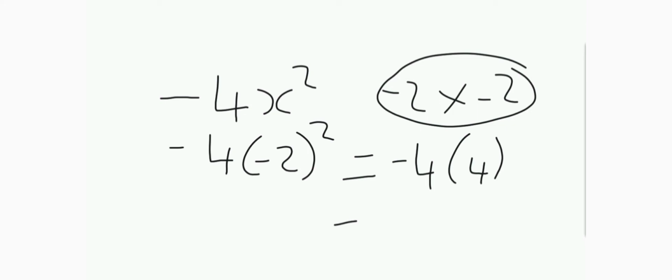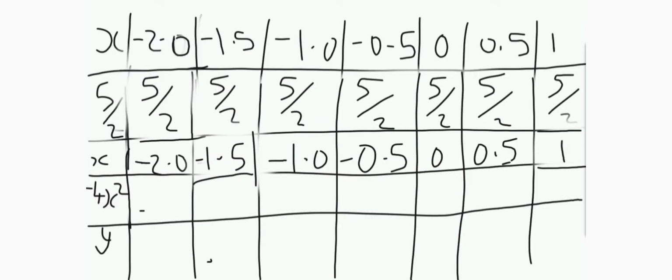So now, the next thing I'm going to do is minus 4. To open that bracket, I have to multiply. So it will give me minus 4 times 4, and that is minus 16. So I have there minus 16. So I go back to my table. I put down minus 16.